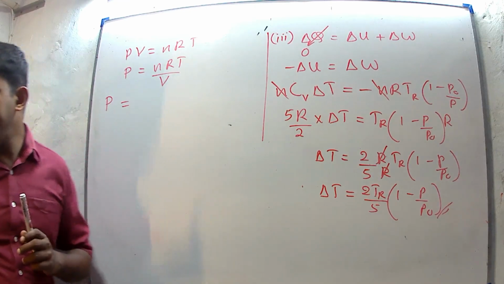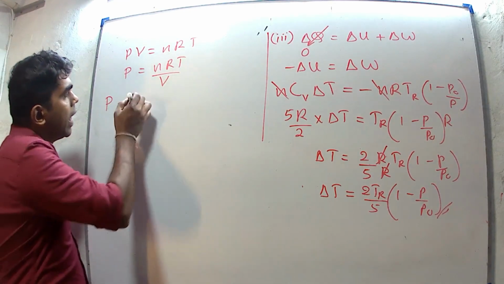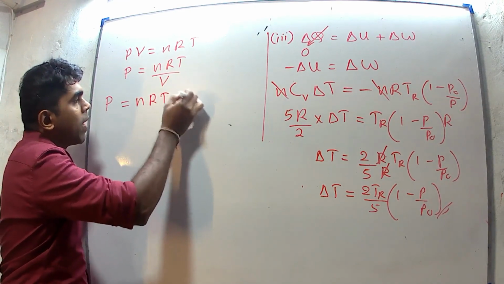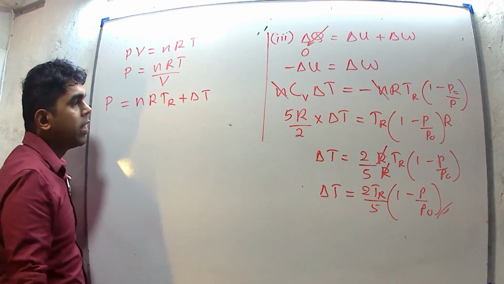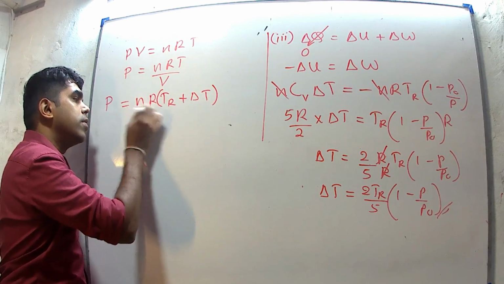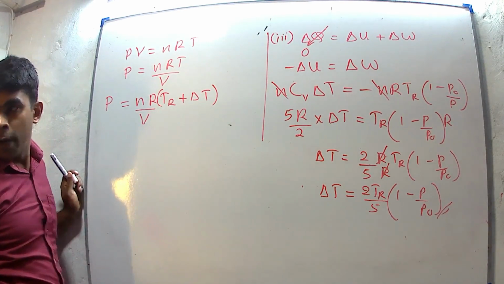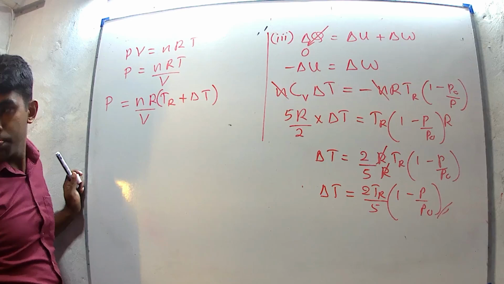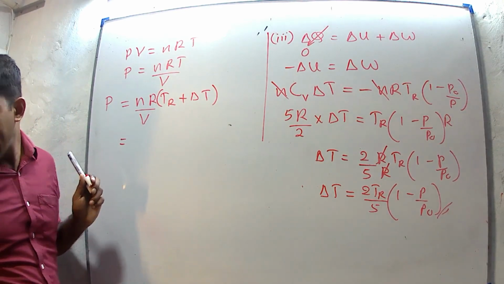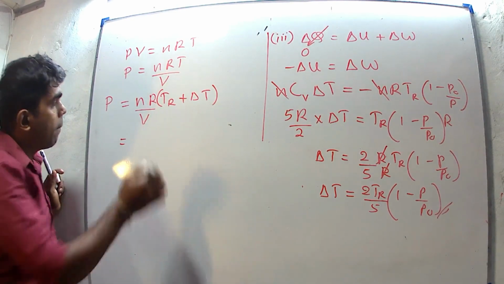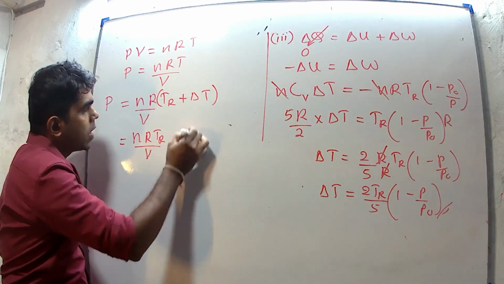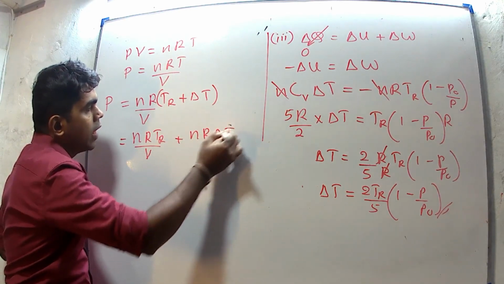We can write pressure at the tire as nR(TR plus delta T) divided by V. Delta T means temperature increment. This is the new temperature divided by volume. Therefore, we can write nR TR over V plus nR delta T over V.